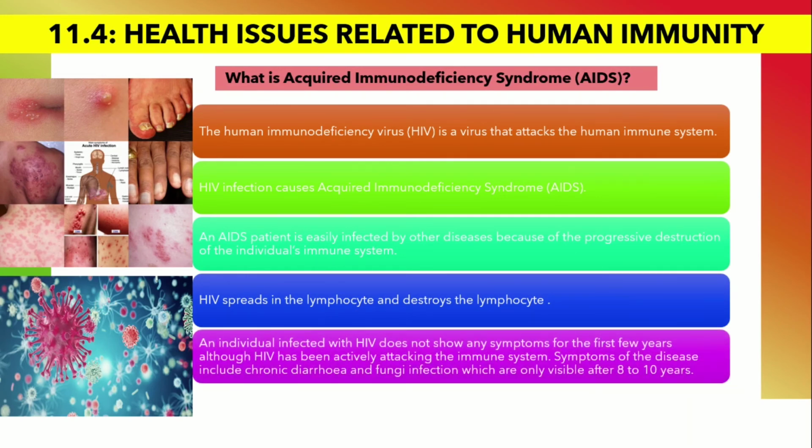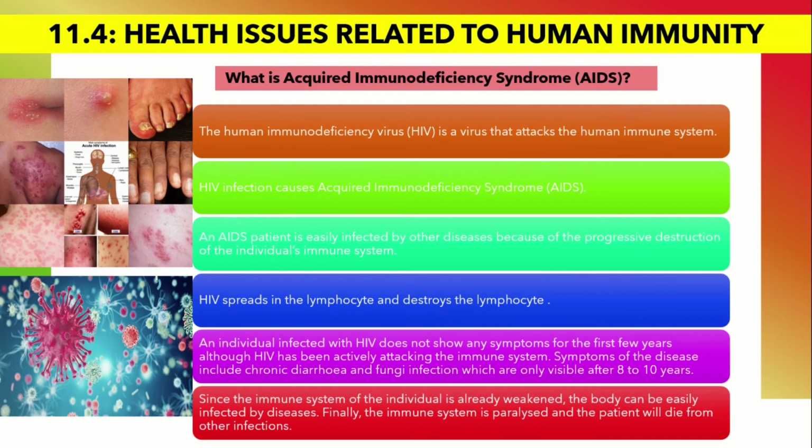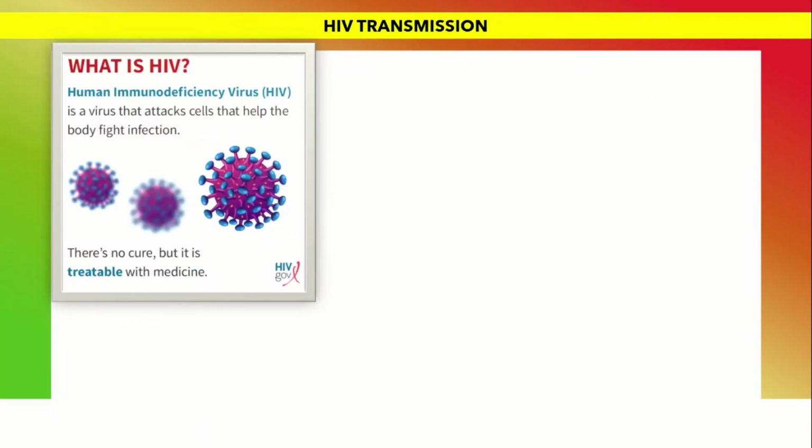An individual infected with HIV does not show any symptoms for the first few years, although HIV has been actively attacking the immune system. The symptoms of this disease only become visible after 8 to 10 years. Since the immune system of the individual is weakened early, the body can be easily infected by disease. Finally, the immune system is paralyzed and the patient will die from other infections.